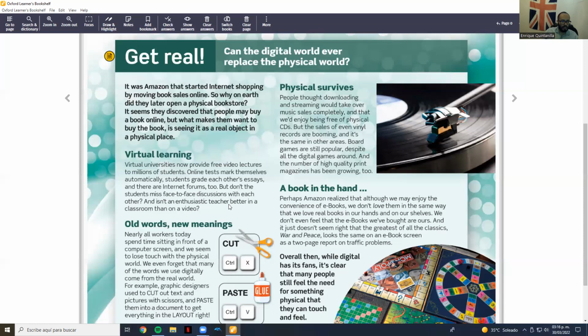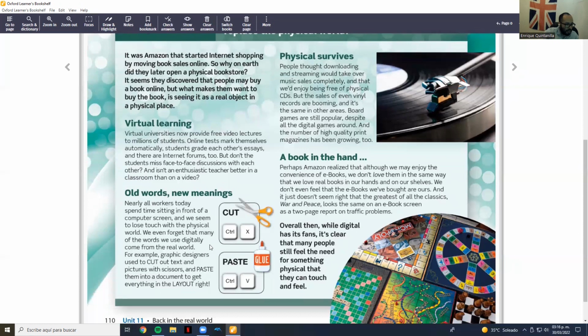All words, new meanings. Nearly all workers today spend time sitting in front of a computer screen, and we seem to lose touch with the physical world. We even forget that many of the words we use digitally come from the real world. For example, graphic designers used to cut out text and pictures with scissors and paste them into a document to get everything in the layout right. But now with this digital world, if you go to Office or Excel, you can use commands on your keyboard, not cut and paste, Control X and Control V.